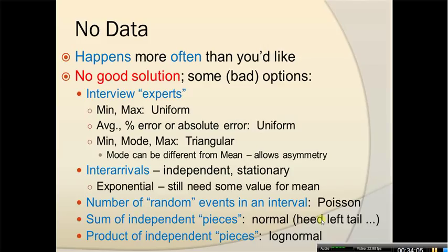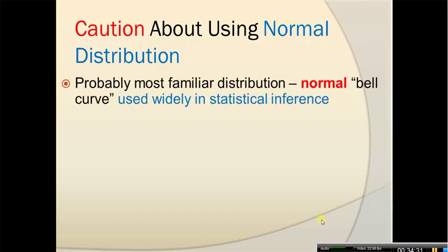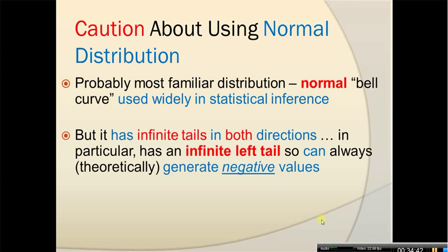You don't want to have a left tail, because having a negative time is actually invalid. And for a product of independent pieces, if you have that kind of situation, then the log normal distribution is probably the case that you want to use in your simulation model. So again, I want to caution you about using normal distribution, because even though you're probably the most familiar with this type of distribution, and everybody knows about the normal bell curve because it's used widely in statistics, it might not be appropriate for simulation, right?